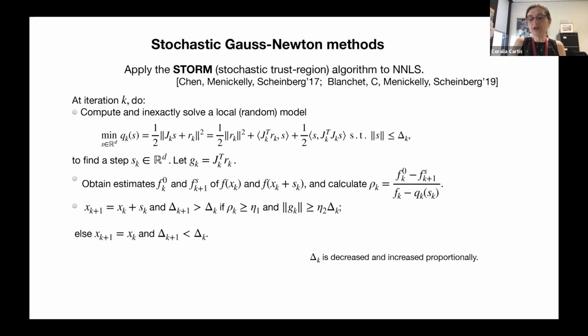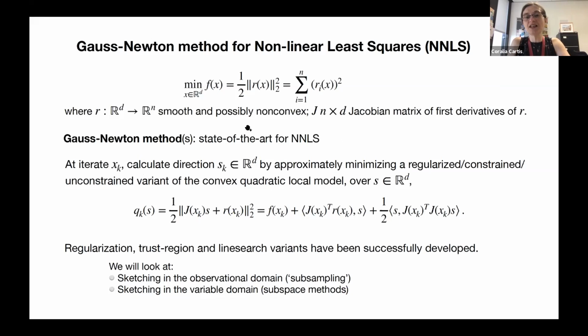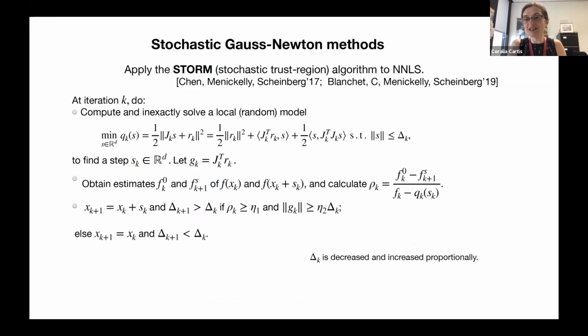So what to do to reduce this n here. That's the first thing I'm going to talk about. For this, I'm actually just going to apply an existing stochastic trust region method to the Gauss-Newton model, to nonlinear least squares and the Gauss-Newton model. There are a few papers on this algorithm called STORM. I recently found out there are many optimization algorithms called STORM. This is a stochastic trust region method, and we are going to apply it to this model here.